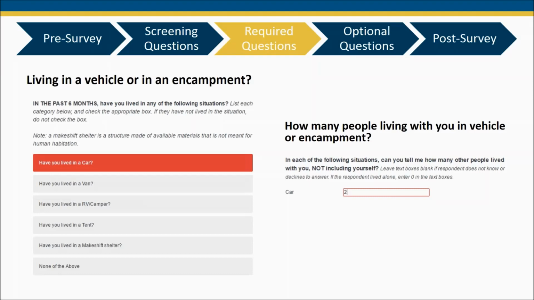And depending on the response, for example, your respondent said, have you lived in a car? Yes. Then you will select the car. And then you will see a follow-up question popping up. In each of the following situations, can you tell me how many people live with you, not including yourself? So if the respondent says there were 2 people living with me inside a car, then what you will type is 2. If the respondent says, I would like to decline to answer, then you will leave the text box blank. And if the respondent lived alone, you can just enter 0 in the text box.